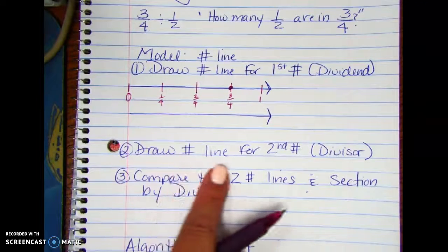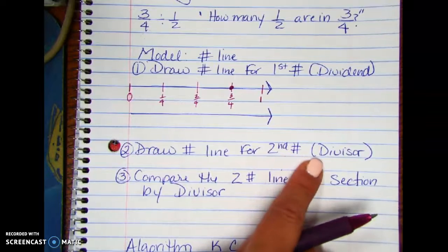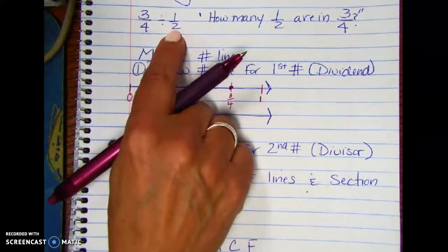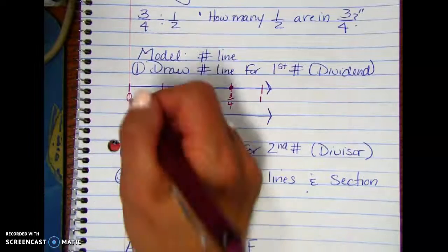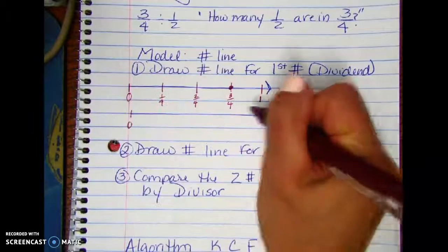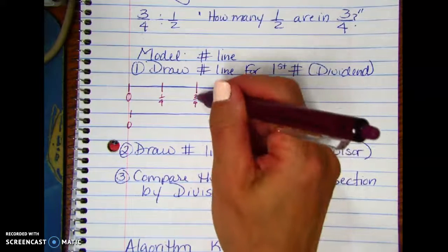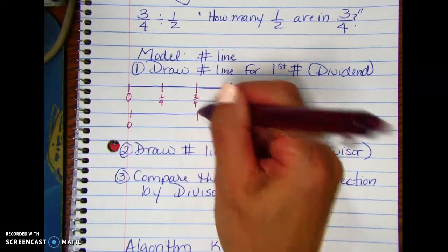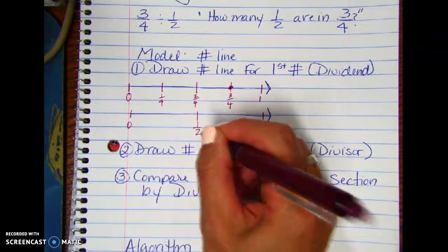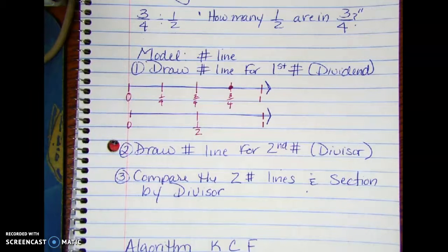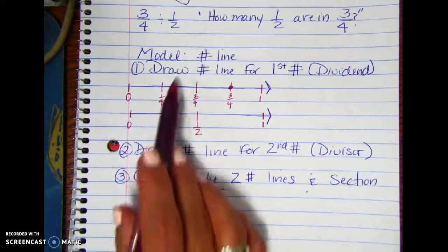Now, here's our next step. It says draw a number line for the second number, the divisor. So I'm going to look at the divisor, and it's divided into halves. Of course, we're always working with 1 whole. Look at that, 2/4 actually equals 1/2. So there's step 2.